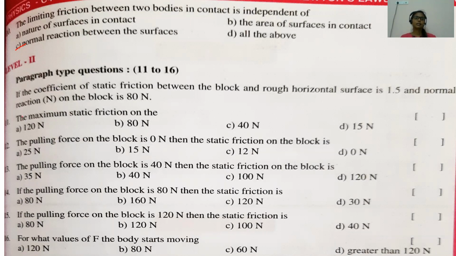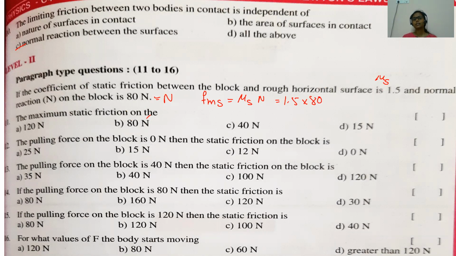Let us see the next questions, children. A paragraph-type question is given here. The coefficient of static friction between the block and the horizontal surface, mu s, is given as 1.5, and the normal reaction on the block is N. First, you need to find the maximum static friction. What do you need to find, children? Maximum static friction is given by mu s times N. Mu s is 1.5 and the N value is 18.